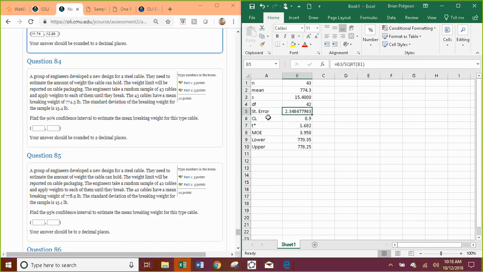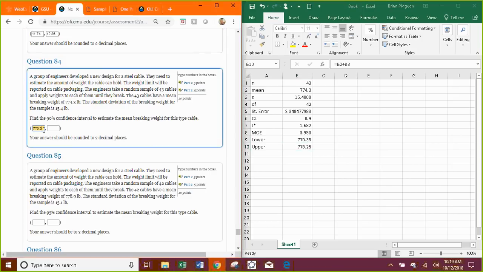Because of the way that we set up the problem, everything changes now. We take the standard error by just doing the sample standard deviation divided by the square root of the sample size. Our degrees of freedom is still n minus 1. The critical t is t inverse of 1 minus alpha over 2 with those degrees of freedom, so it's 1 minus 0.1 over 2. The margin of error we still calculate as the standard error times t. And then we calculate our lower and upper bounds by doing x bar minus the margin of error and x bar plus the margin of error. And then it's just 770.35 to 778.25.